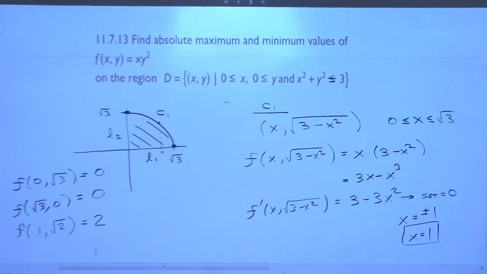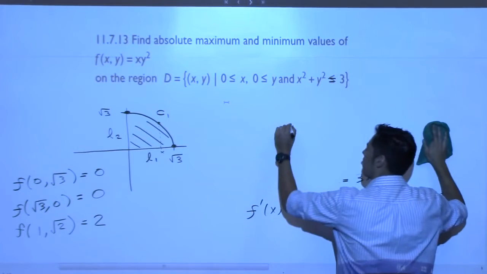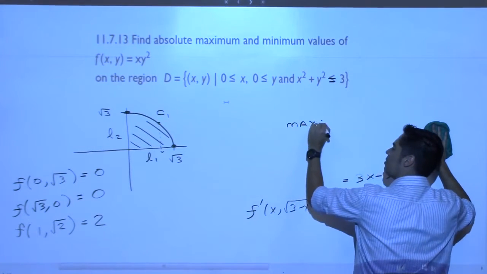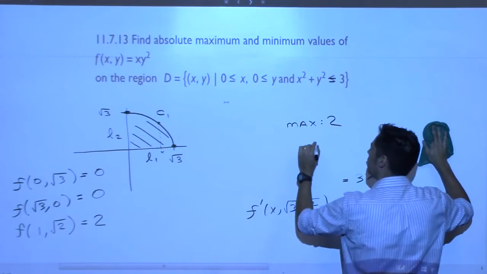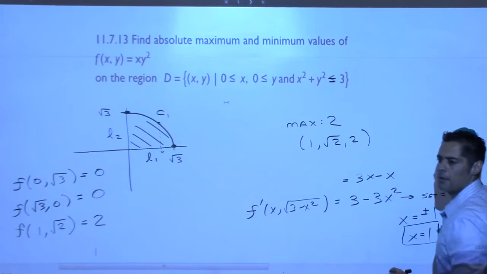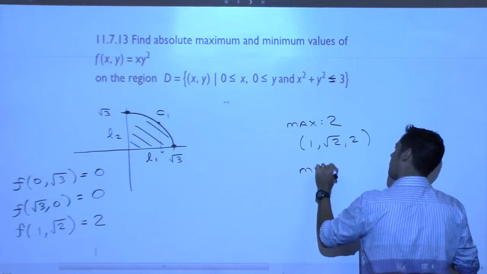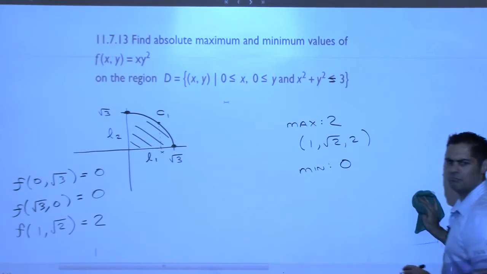So can we conclude now? Are we good? We done? Do you have enough information, you think, now? What's your maximum value? Maximum value is 2. Where does it happen? (1, root 2), 2, yeah? What's the minimum value? 0. Where does it occur?